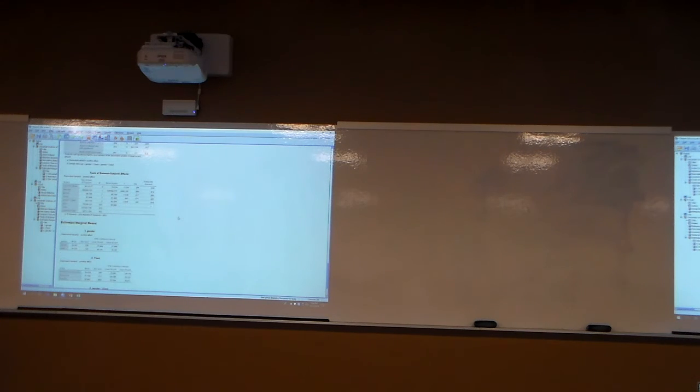If I go down and take a look at my effects table, Alicia, what am I seeing in my effects table here?